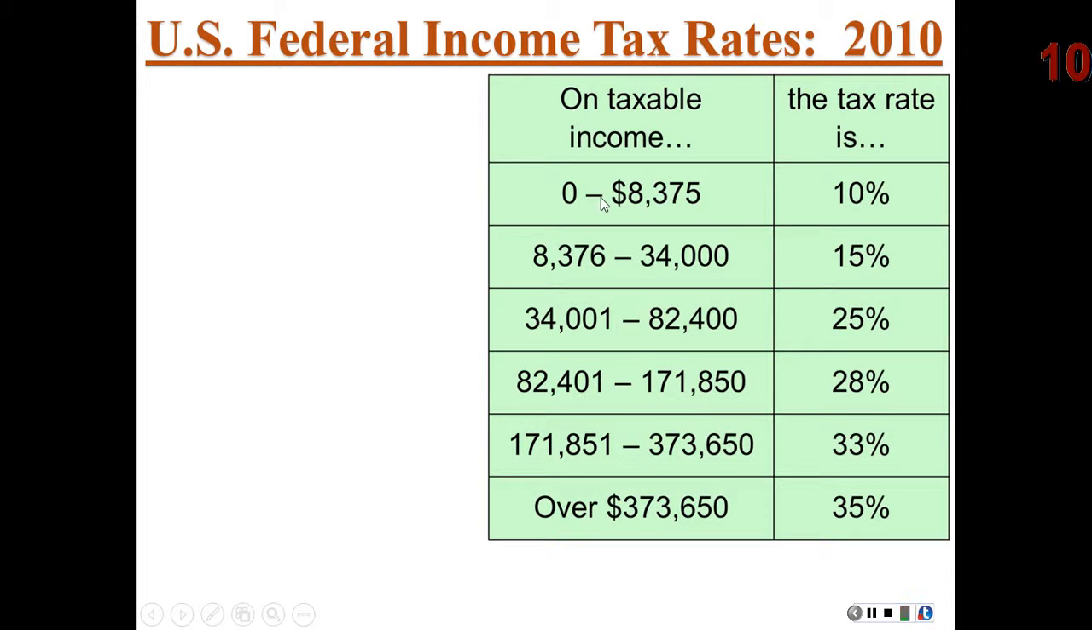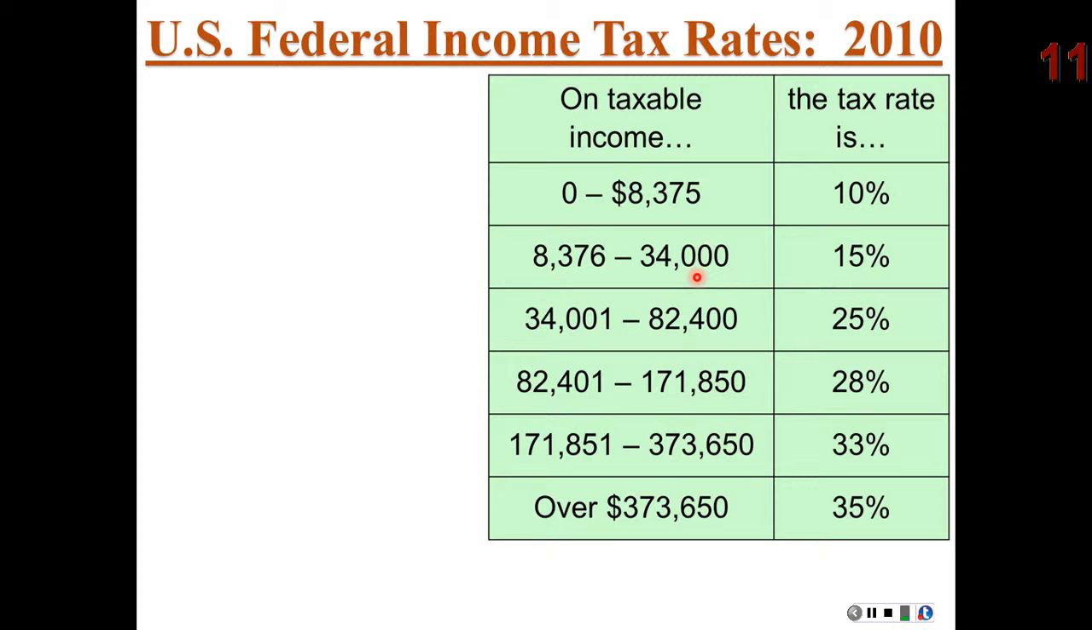And what you see is that for everybody, the first $8,000 and change of income we earn is taxed at, say, 10%. That's true for everybody, and then only income above $8,000 and change and up to $34,000, that chunk of money is taxed at 15%. And then if you're blessed to earn more above $34,000, between $34,000 and $82,000 and change, that's taxed at 25%. And then this chunk of money between $82,000 and change and $171,000 is taxed at 28%, and so on. And that's how the tax system is set up.